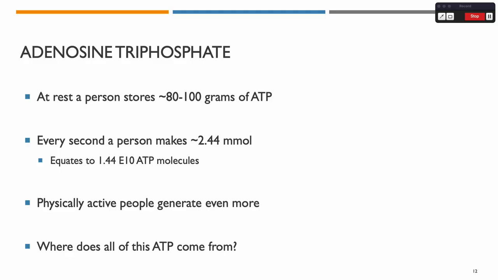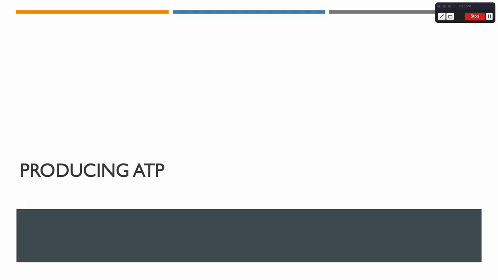If we don't store very much of it, and we need this much at rest and a whole lot more when we exercise, where does it come from? That's where the rest of our lecture is going today: where does that ATP production come from? It comes from three main sources, and we're going to talk about them in order from the one that produces ATP the fastest to the one that produces it the slowest. Realize that's a relative scale. All of these things happen in less than a blink of an eye, but relative to each other, the first one produces it the fastest, and the last one the slowest.